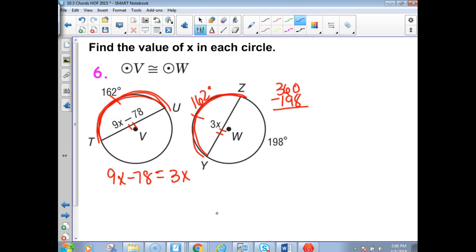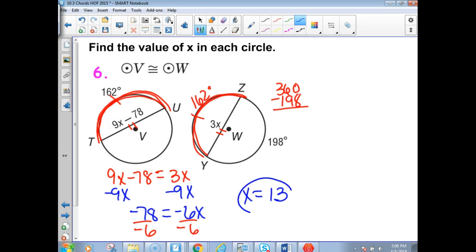We had to have a reason that we can say they're congruent. So I'm going to subtract 9x from both sides. Here's another place we make some algebra mistakes. Bring down the negative 78. 3x minus 9x is negative 6x. Now we need to divide by negative 6. So we should have x is 13.